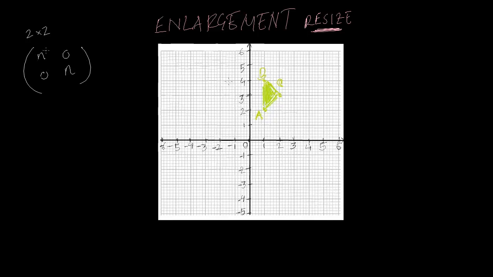Now if the number n is more than 1, that means it is being enlarged, becoming larger than the original object. If n is smaller than 1, meaning a fraction like half, it is going to become smaller than the original object. If n is 1, that means there's no enlargement, the picture would be the same.